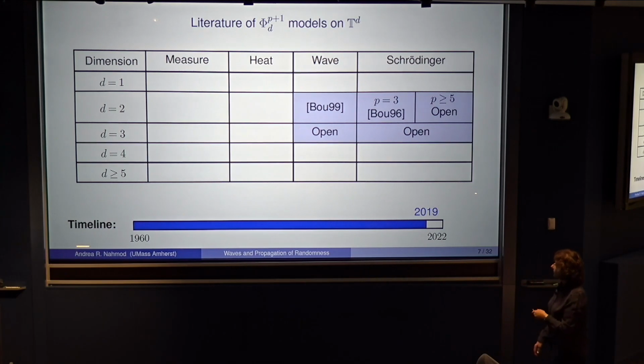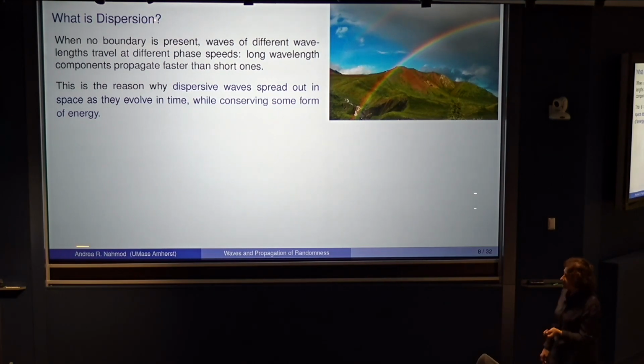Before I go any further, let's just make sure that everybody's with me about what I mean by dispersion. So what is dispersion? Dispersion means that when no boundary is present, waves of different wavelengths travel at different phase speeds. So long wavelength components propagate faster than short ones, right? This dispersion is what causes white light to spread into the full spectrum of wavelengths. I think this is a real picture from some Alaska National Park. This is also the reason why dispersive waves spread out in space as they evolve in time while conserving some form of energy.